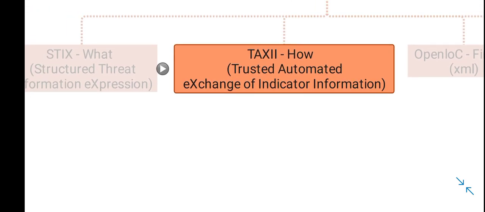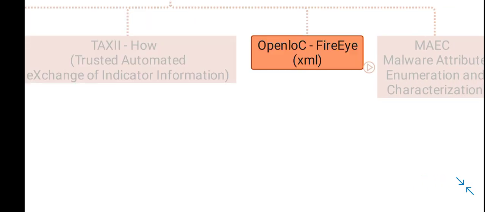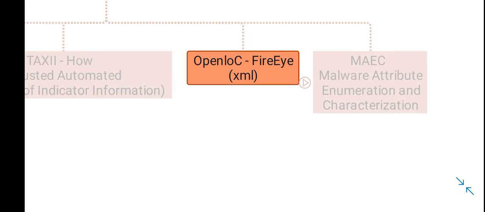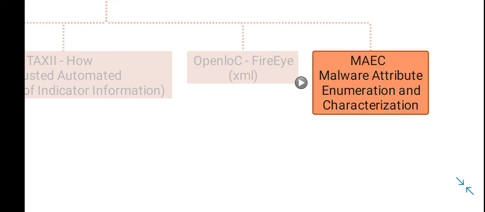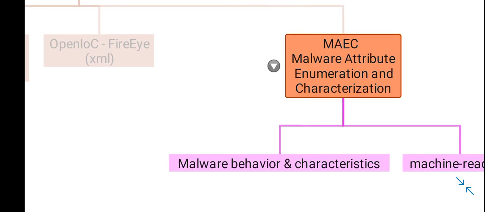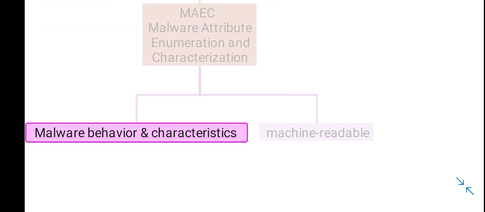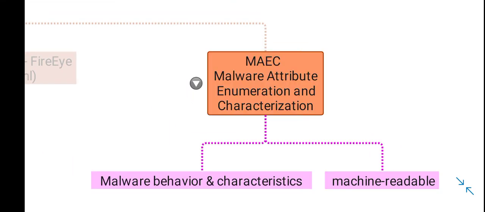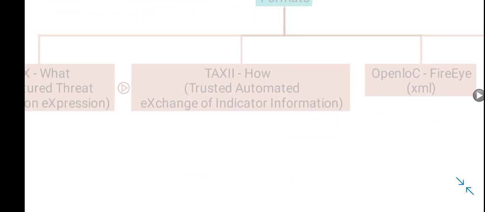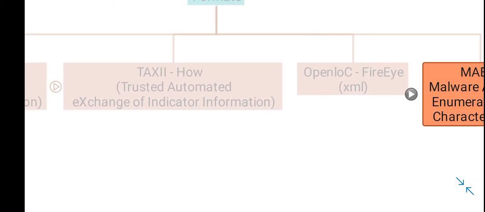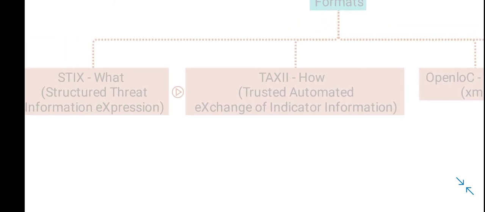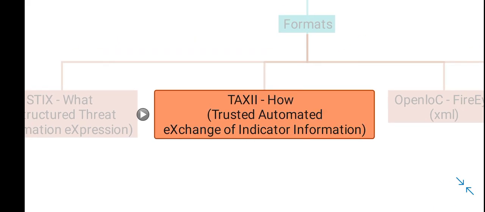The next one is OpenIOC, which is an XML based CTI or IOC sharing mechanism, and it was developed by Mandiant or FireEye. Then there is Malware Attribute Enumeration and Characterization, MAEC, to share malware behavior and characteristics data in a machine readable form, so it can also be automated. So these are the four different formats for sharing IOCs, and these two, STIX and TAXII, are more common.